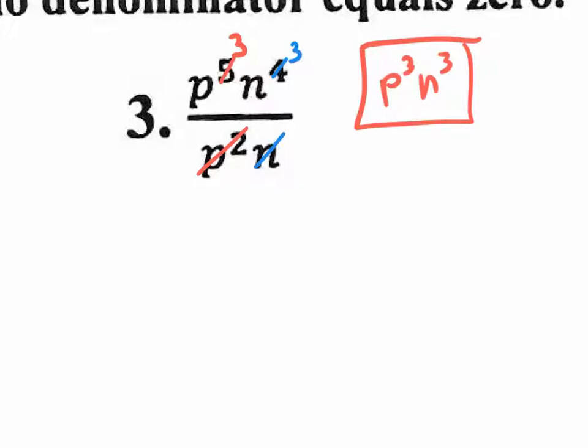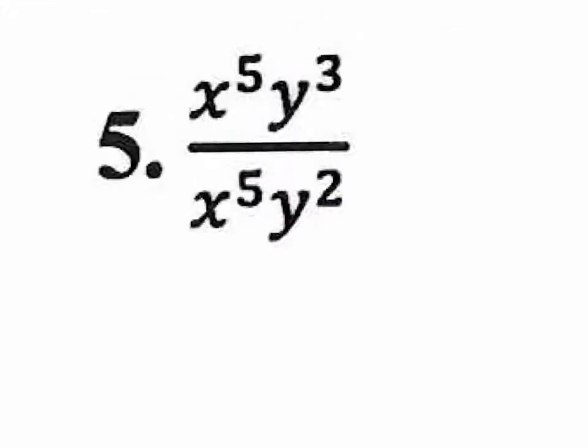Let's jump to number 5. So the x's on number 5, there's 5 x's on top, 5 x's on the bottom. All 5 x's cancel out with all 5 x's. See how I scratch the whole thing? Scratch the whole thing, it's gone. I don't have to worry about it anymore.